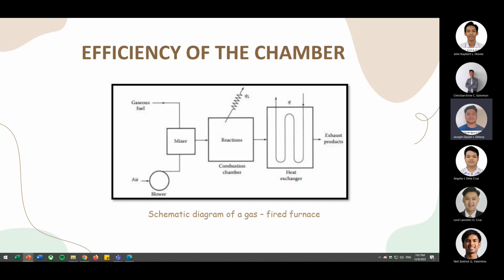Next is the efficiency of the chamber. It is an important consideration for the combustion chamber, and to have a basis of the system, the figure below shows a simplified schematic diagram of a gas-fired furnace.